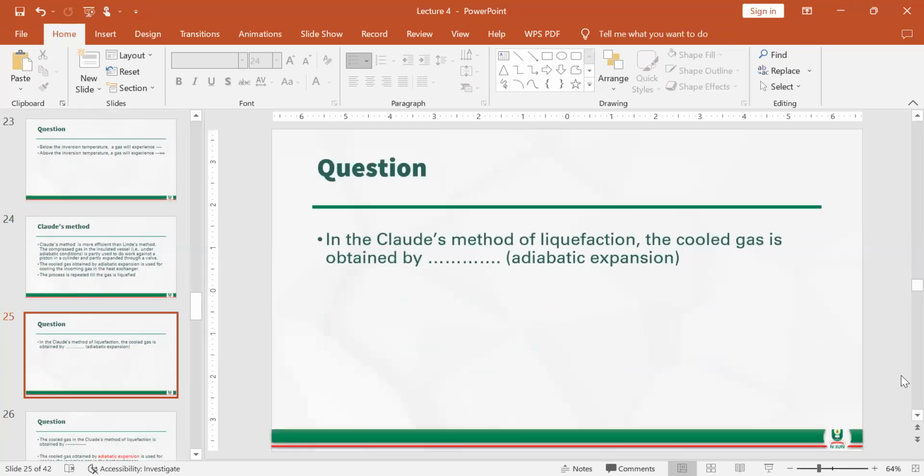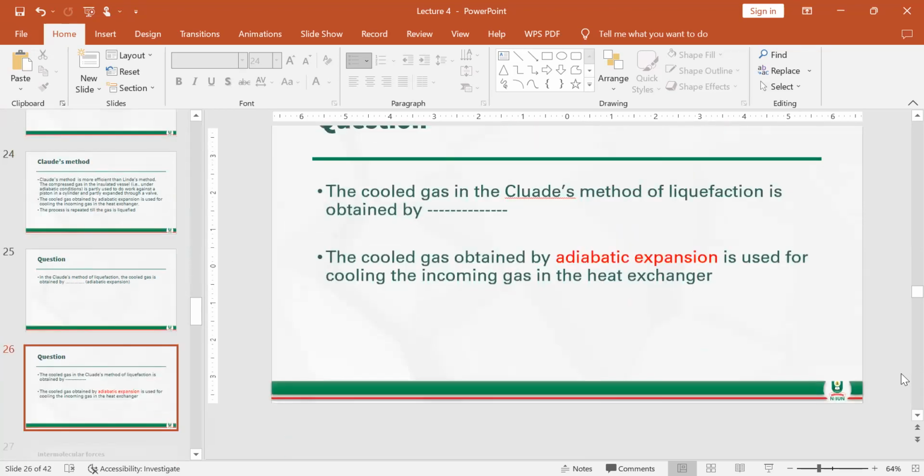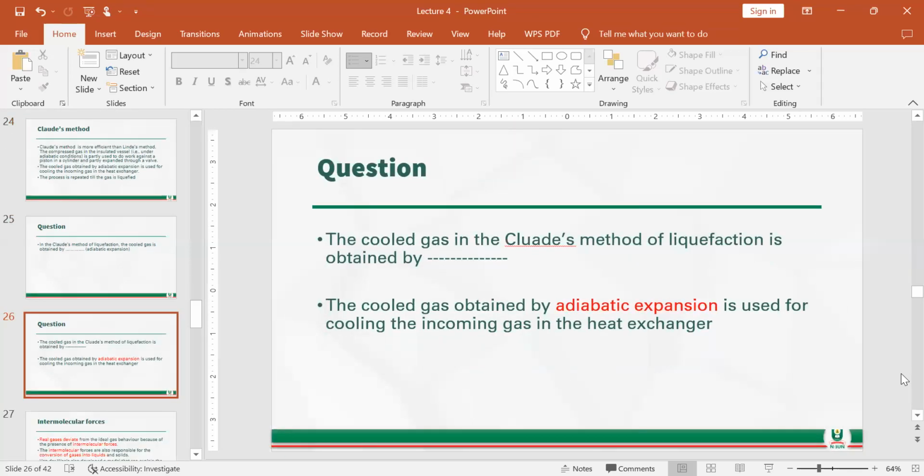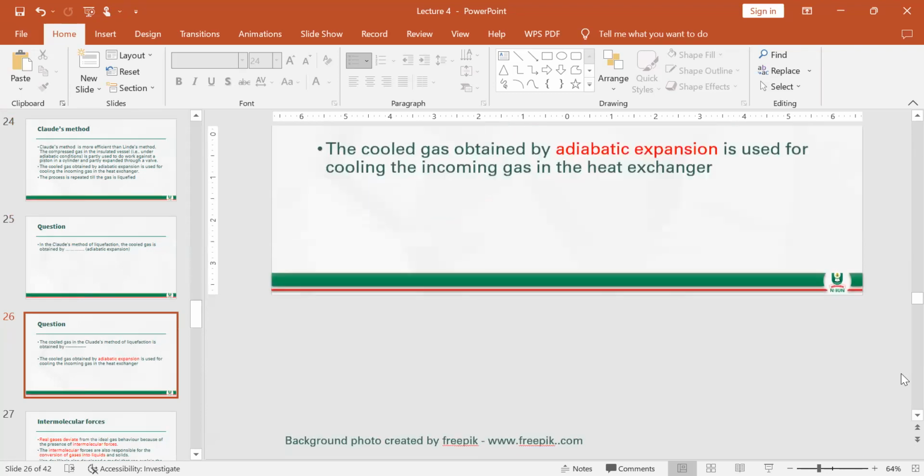In the Claude method of liquefaction, the cool gas is obtained by what? Adiabatic expansion. The cool gas in the Claude method of liquefaction is obtained by adiabatic expansion.